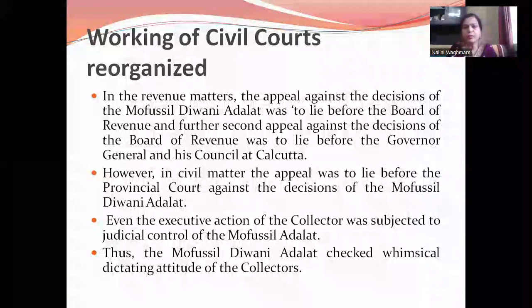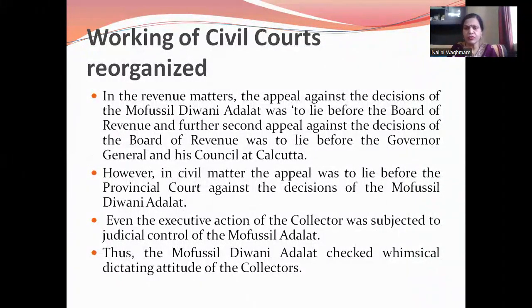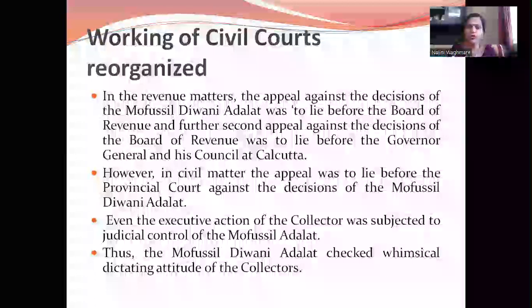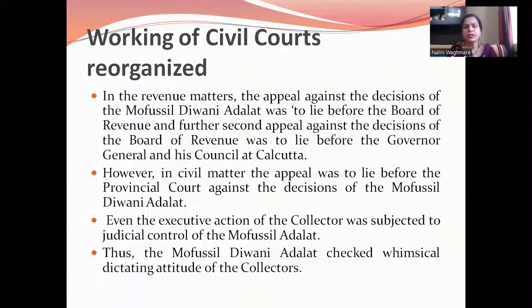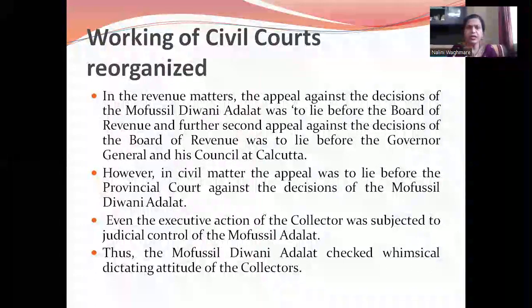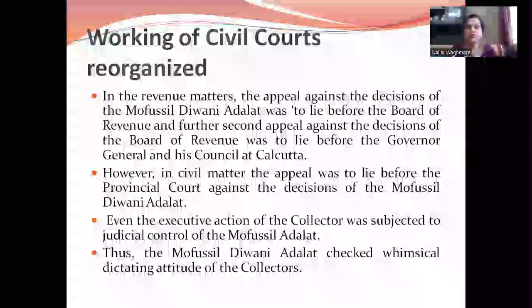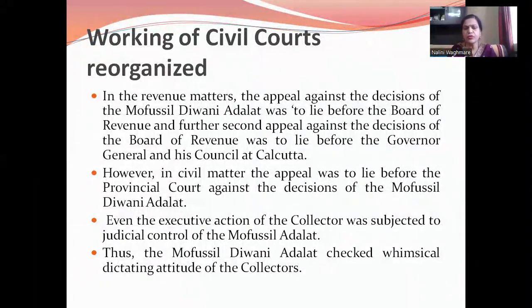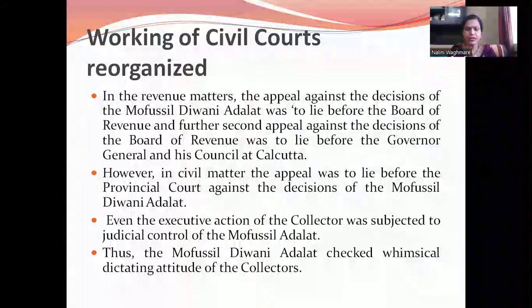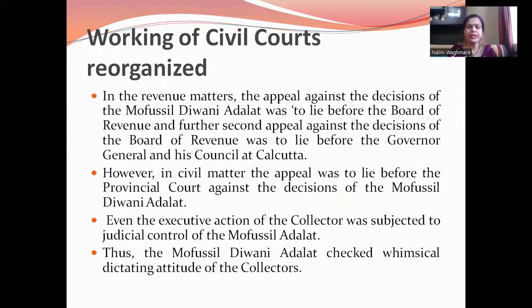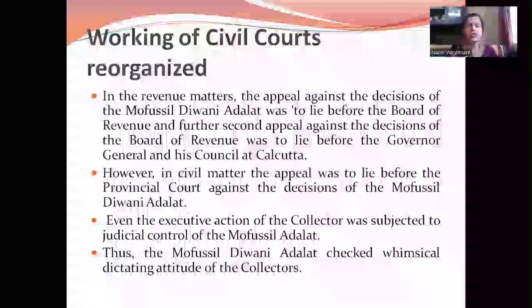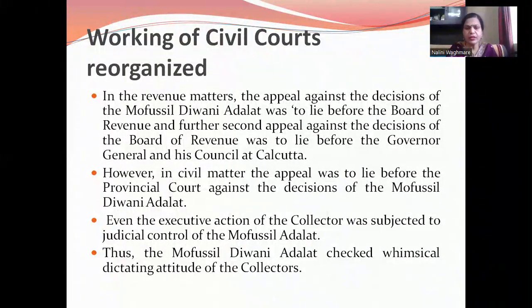In revenue matters, the appeal against the decision of the Mufassal Diwani Adalat was to lie before the Board of Revenue, and a second appeal against the decision of the Board of Revenue was to lie before the Governor General and his council at Calcutta. However, in civil matters, the appeal was to lie before the provincial court against the decision of the Mufassal Diwani Adalat. Even the executive action of the collector was subjected to the judicial control of the Mufassal Adalat. Thus, the Mufassal Adalat checked the dictatorial attitude of the collectors. So here we find the powers of the collector curtailed and the judiciary restored once again in a good manner.